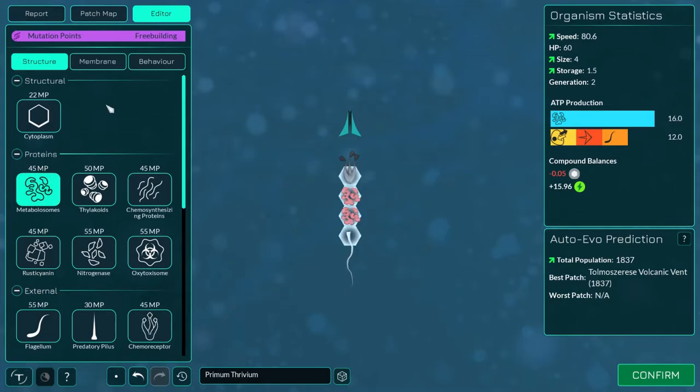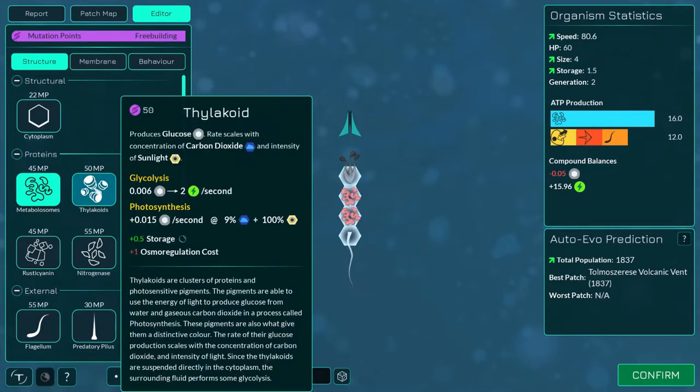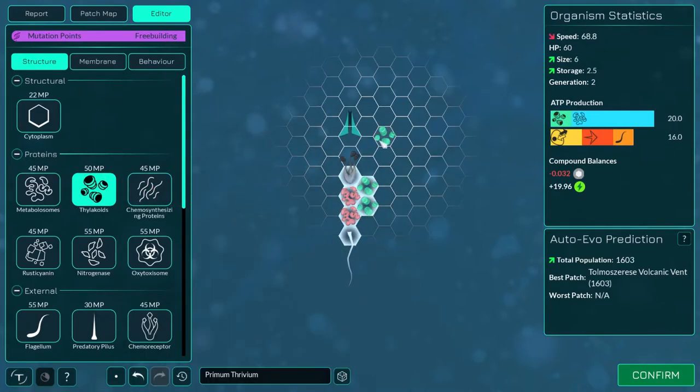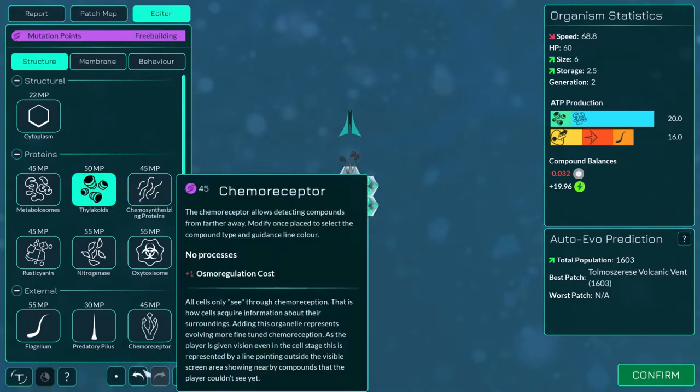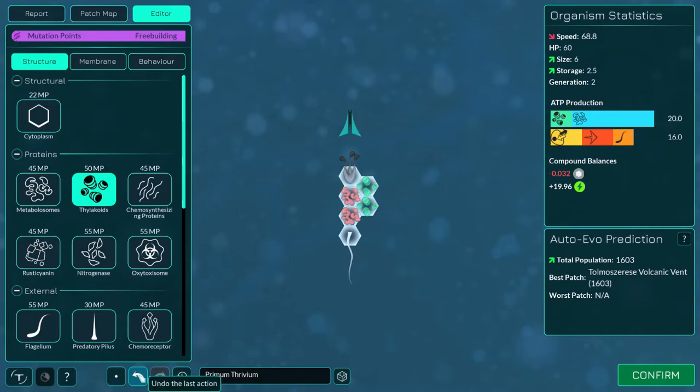Now, once you make it to a patch with sunlight, you might be tempted to go straight into thylakoids in order to harvest the sunlight. However, thylakoids are very expensive. 50 mutation points. You get 100 mutation points every generation, so you can only get 2 of these in a single generation. And they don't do that much. They are very, very inefficient.